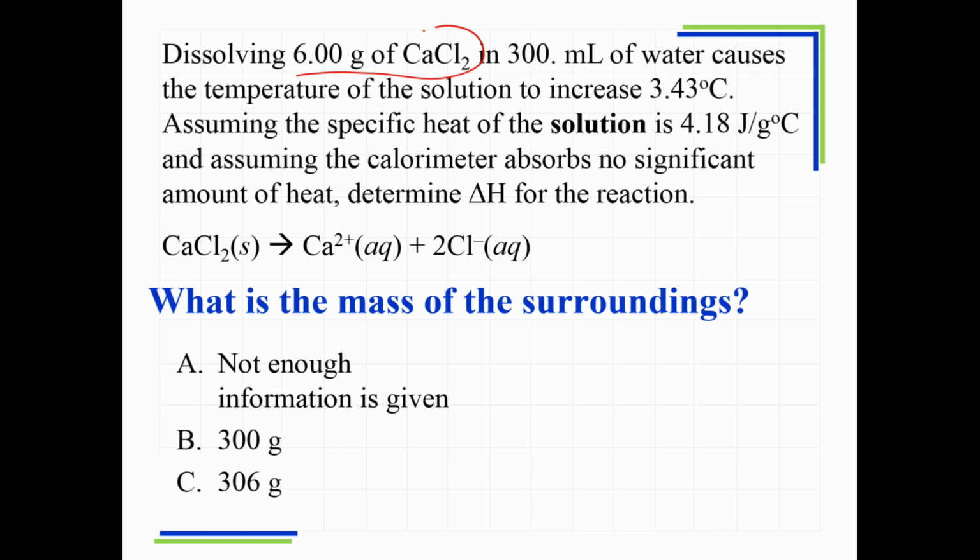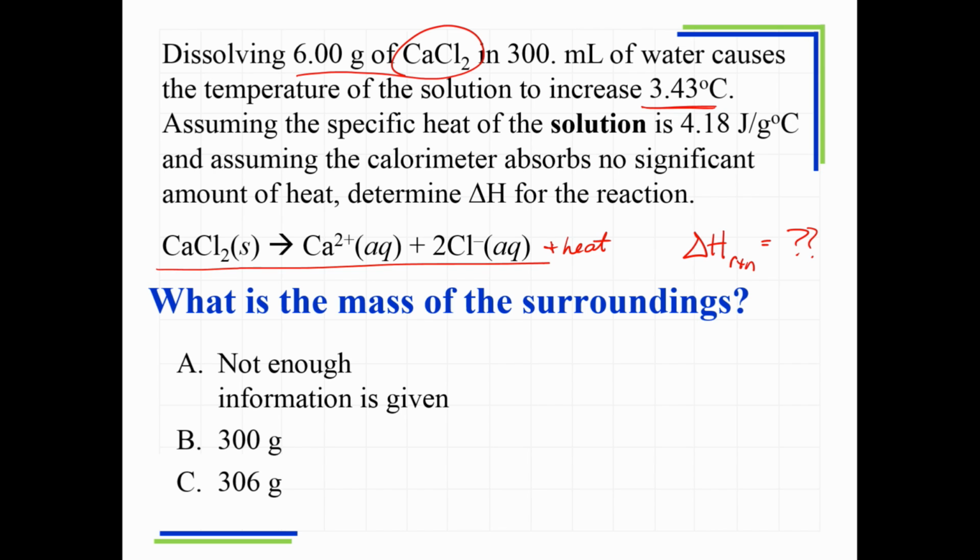So what we're doing is we're taking some calcium chloride and dissolving it in water. When it dissolves in water, this is the reaction that takes place. It just breaks apart into its ions. Now we see that the temperature rises in this solution, so this reaction is exothermic. It's giving off heat to the solution that is surrounding the reaction. In other words, we can calculate the delta H of this reaction with this information, and that is what we're wanting to do.